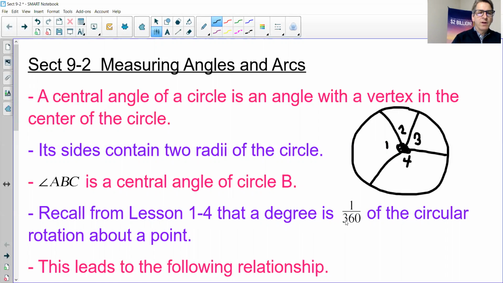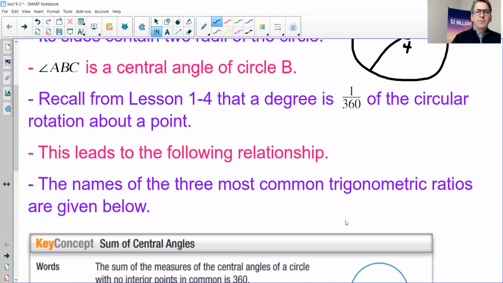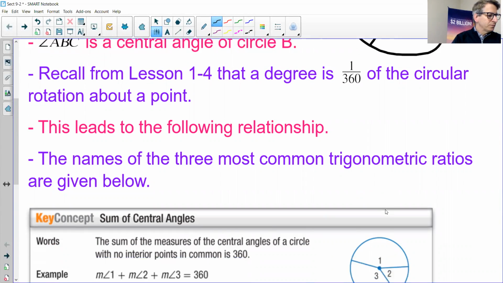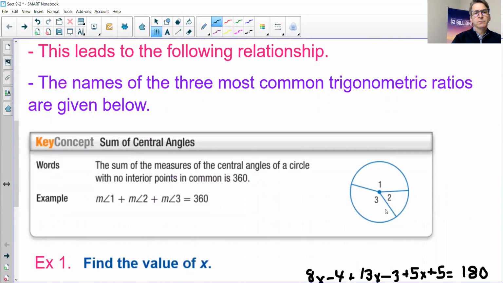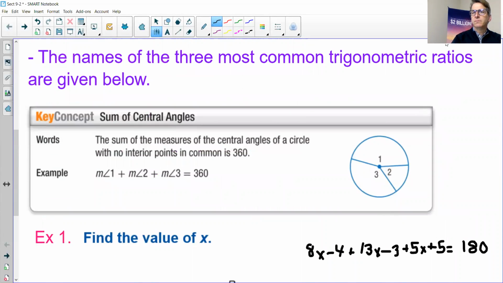This leads to the following relationship. Sum of central angles. The sum of the measures of the central angles of a circle with no interior points in common is 360. So the measure of angle 1 plus the measure of angle 2 plus the measure of angle 3 is equal to 360.